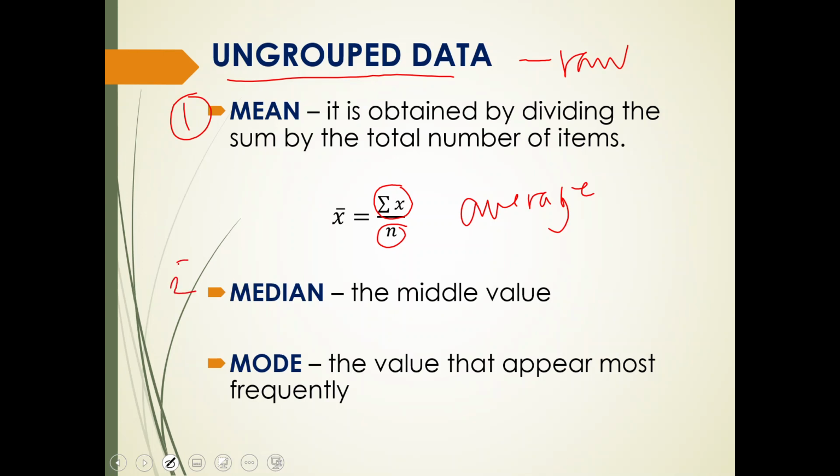Median, on the other hand, the second one is the median. This is also known as the middle value. Okay, and the third one is the mode. Mode is the value that appears most frequently, or the data with the highest number of occurrence is your mode. So the keyword here is most frequently. Okay, so the mean, median, and mode. So these are the three things that is very important we need to find given any set of data.